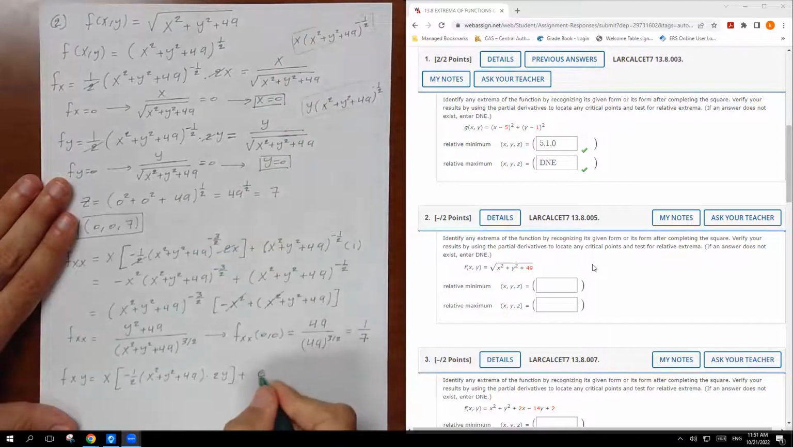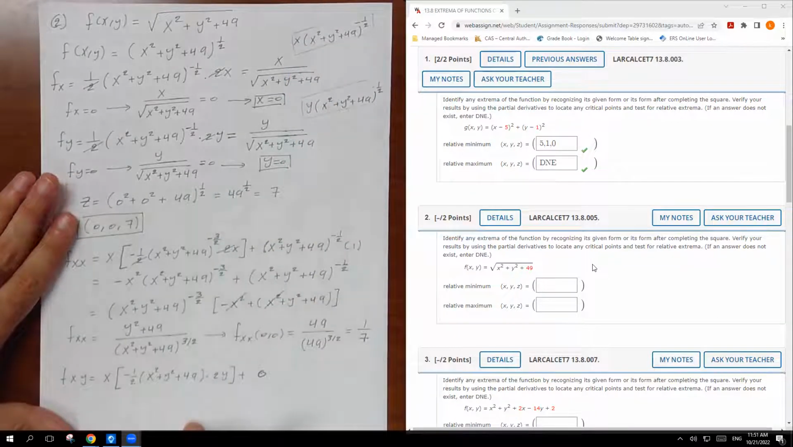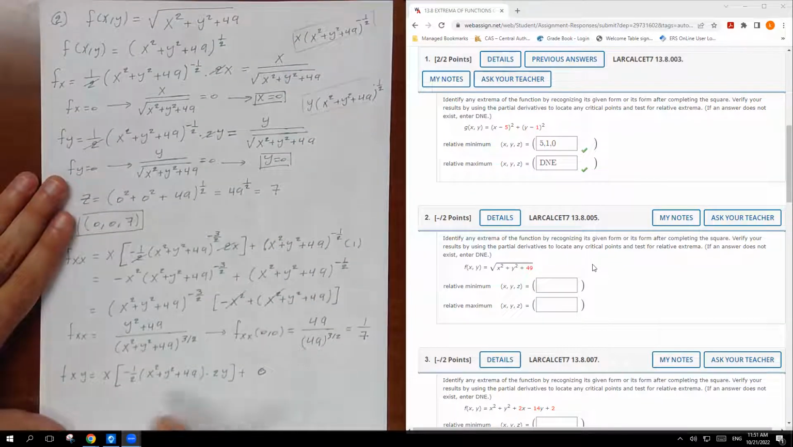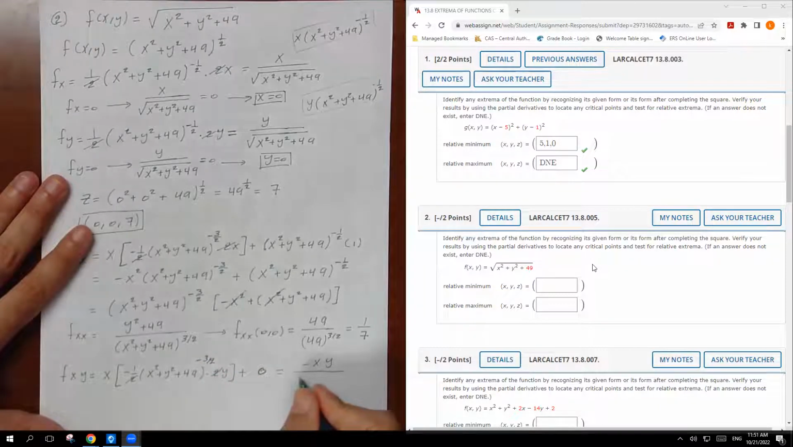So everything here is 0, because this is a constant when we take the derivative with respect to y. So the result here, canceling the 2 with the 2, is going to be negative xy over, I forgot the exponents here, which is negative 3 over 2, so over (x squared plus y squared plus 49) to the power 3 over 2.